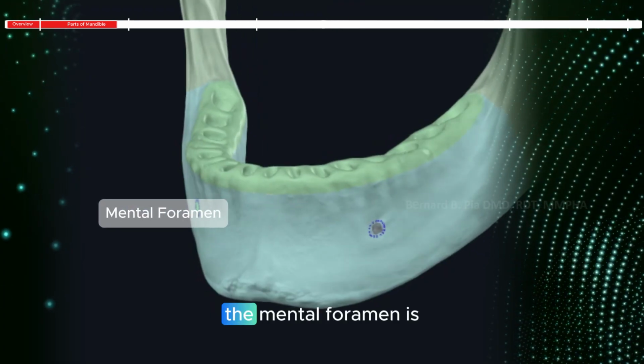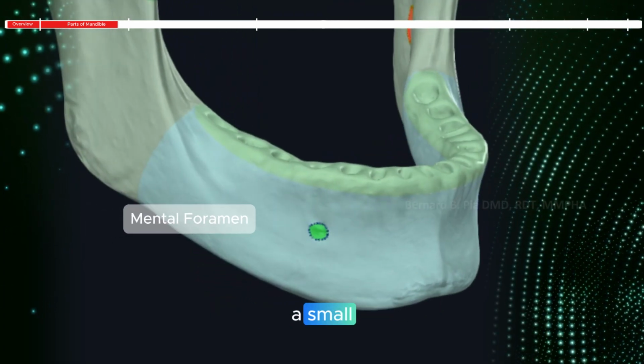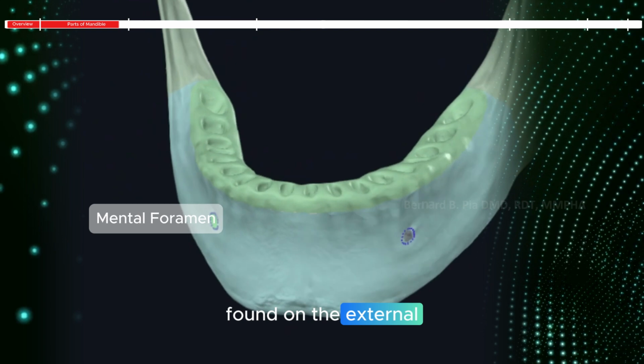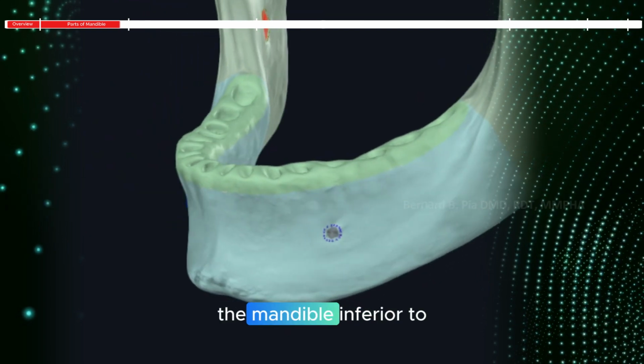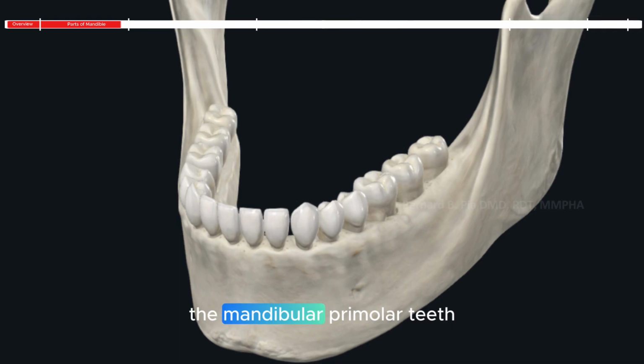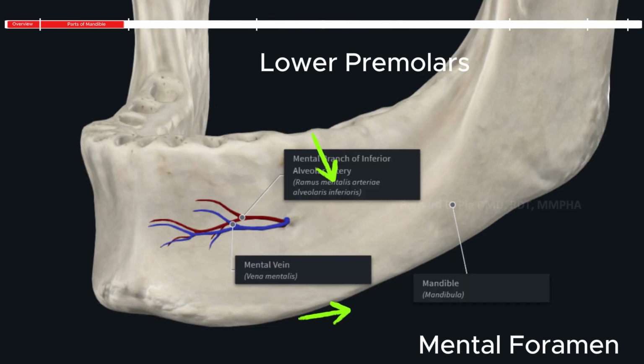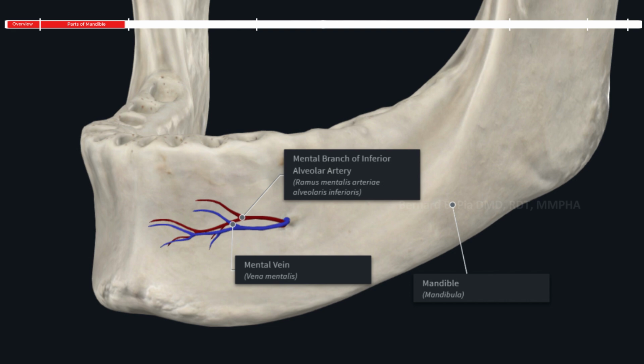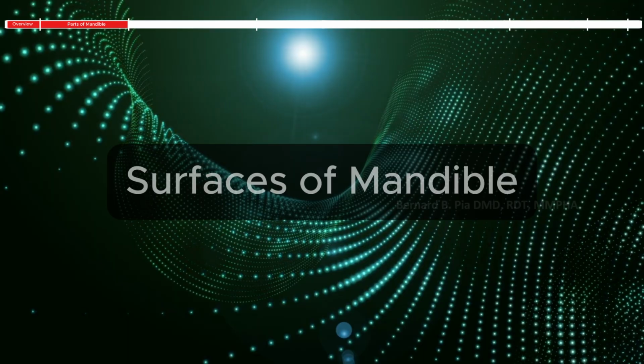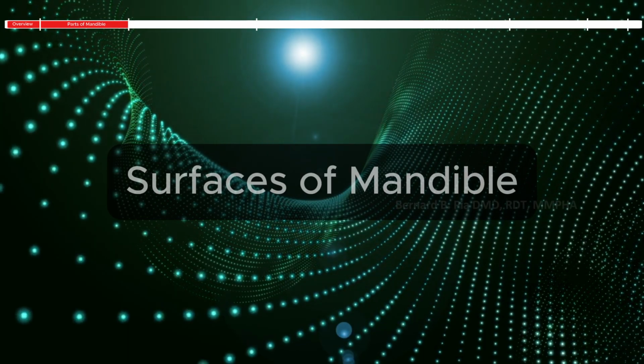7. The mental foramen is a small, round opening found on the external surface of the body of the mandible, inferior to the mandibular premolar teeth. It forms the external opening of the mandibular canal. The mental foramen allows for the passage of the mental branch of the inferior alveolar artery, mental vein, and mental nerve. Surfaces of mandible.